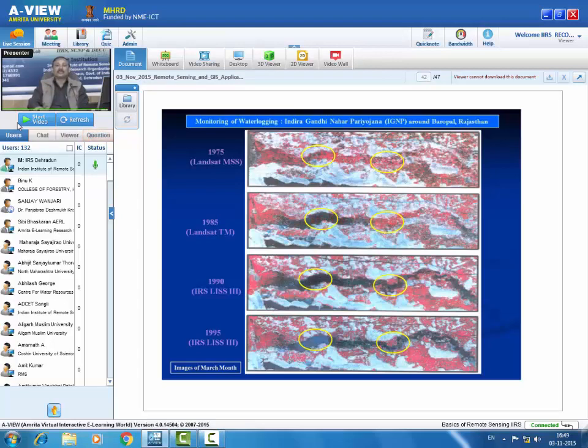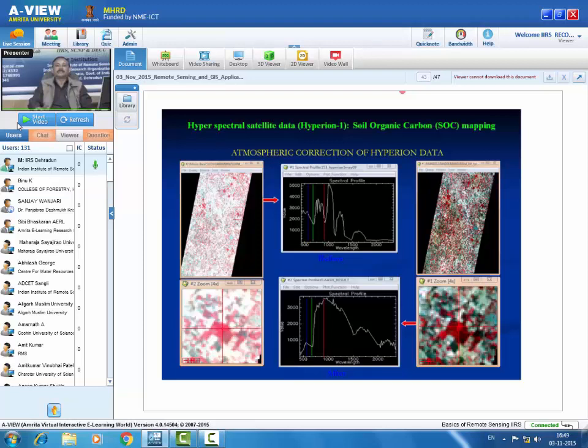Here there was no waterlogging, but in the 90s you can see that the area has converted into waterlogged, like a channel, and in 95, after 10 years, you see that it becomes like a lake because you are seeing the bluish color. So this type of monitoring can also be done with the help of remote sensing data.